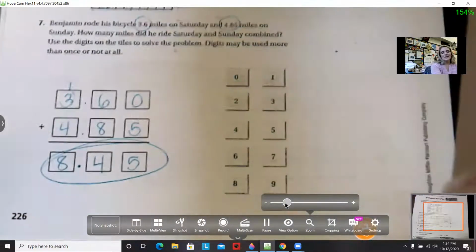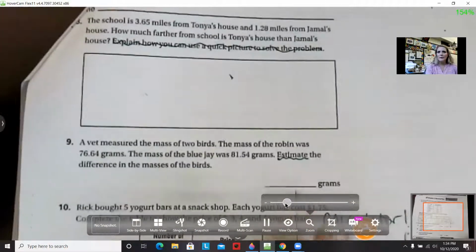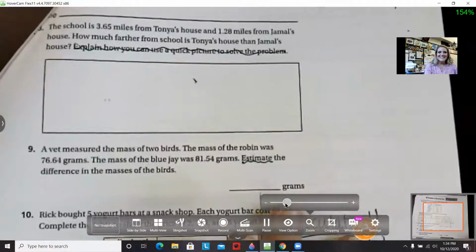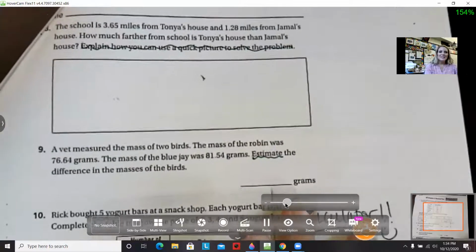All right, darlings, on to the next page. If you need to pause me, use the restroom, or go get a popsicle, whatever you want to do, you can do that.